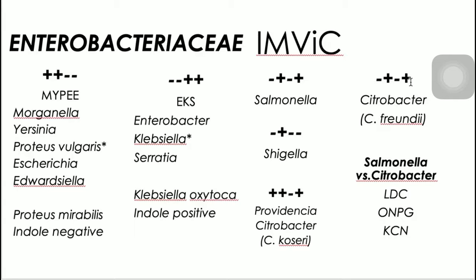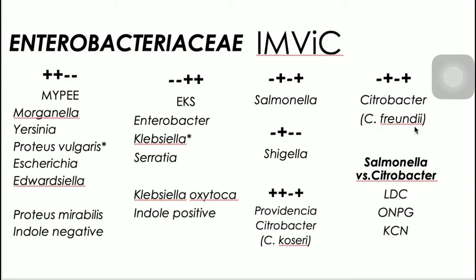So, the problem here is that the IMViC of some Citrobacter looks like the IMViC of Salmonella. We need to differentiate these two. In the laboratory, we need to differentiate them because Salmonella is truly pathogenic. Citrobacter is non-pathogenic; Citrobacter is part of the normal flora. So we need to differentiate Salmonella and Citrobacter further.